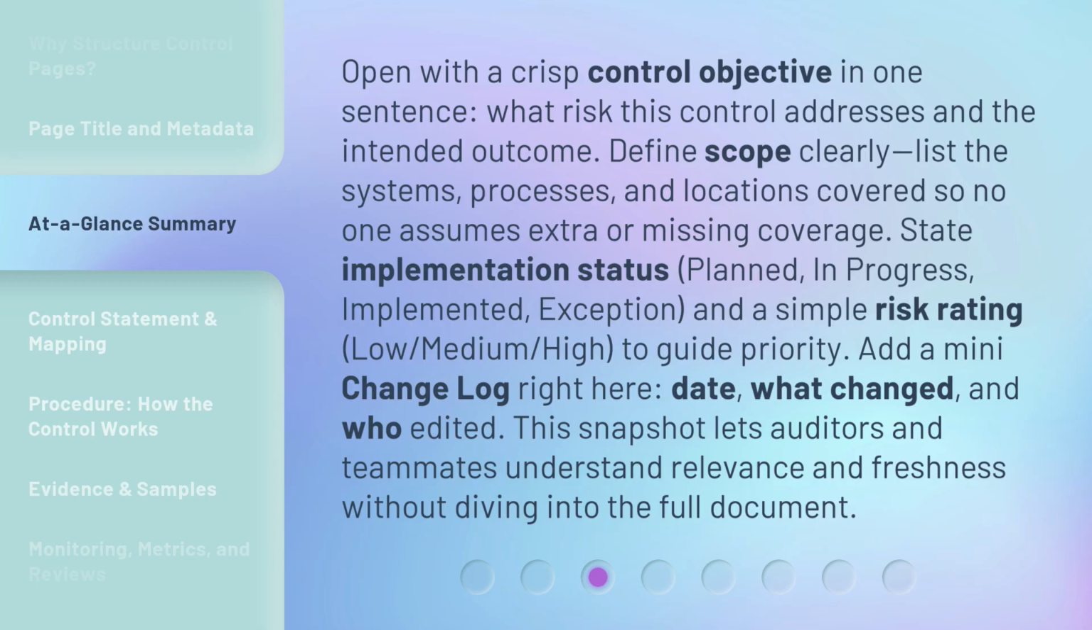low/medium/high, to guide priority. Add a mini changelog right here: date, what changed, and who edited. This snapshot lets auditors and teammates understand relevance and freshness without diving into the full document.